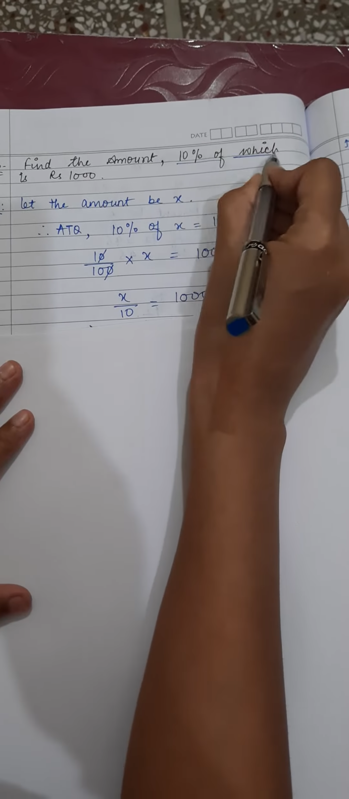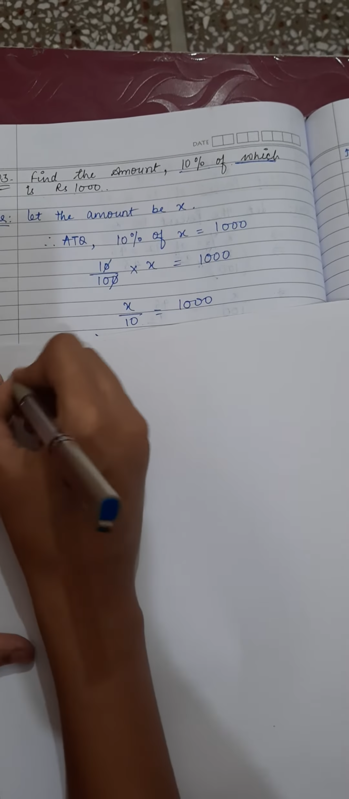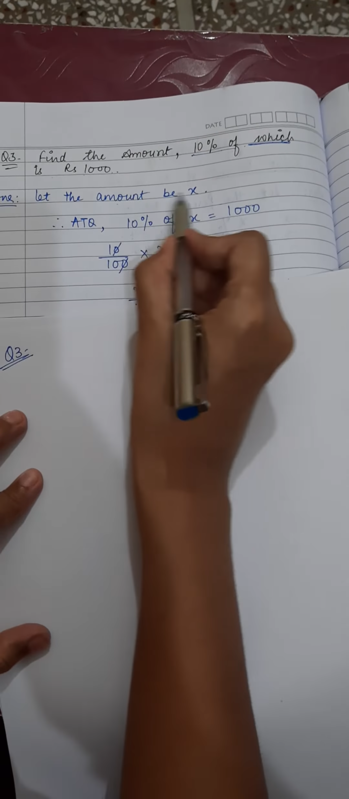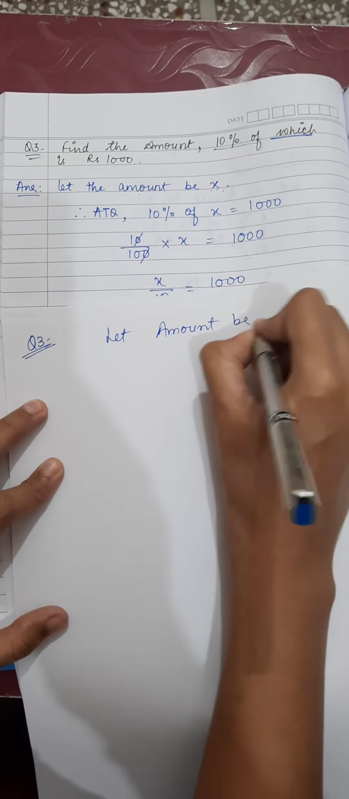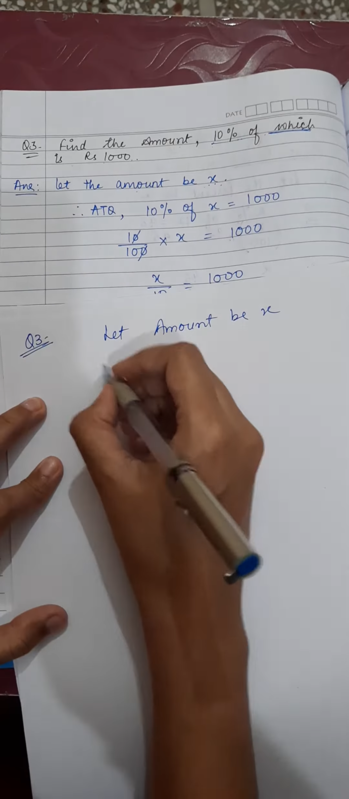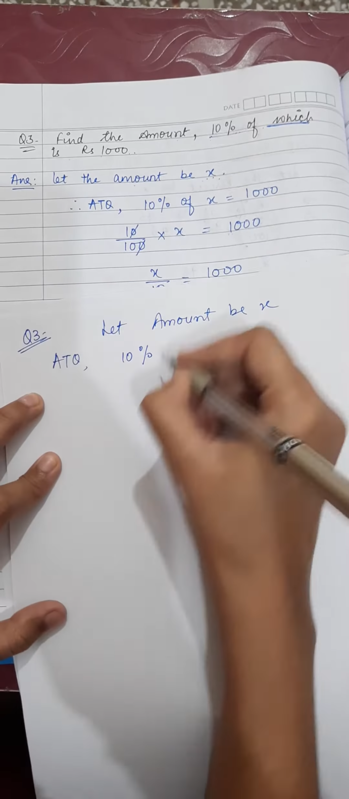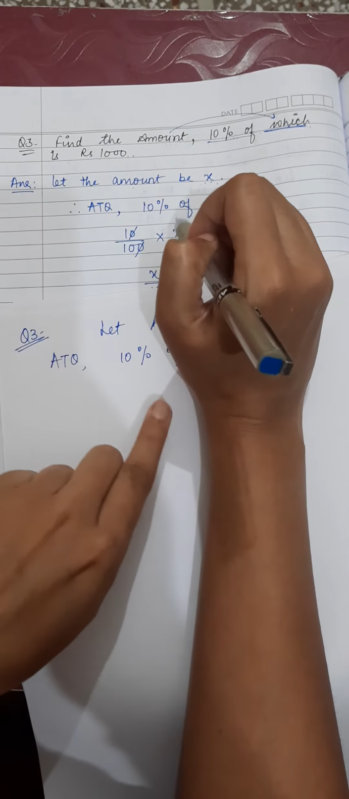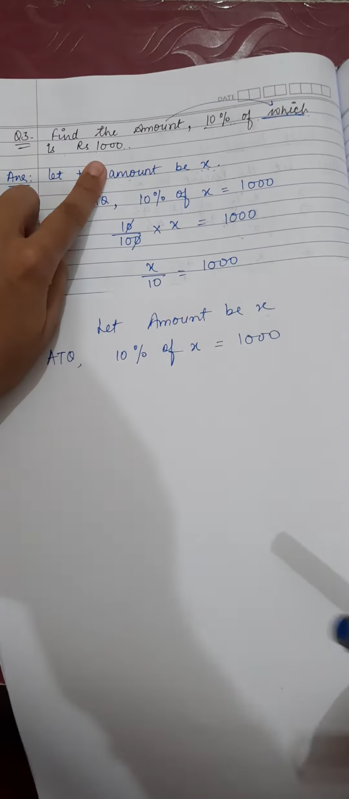You have to find the amount, 10% of which is rupees 1000. Now this is a very easy question. You have to find the amount and we don't know the amount, so I'm going to assume it as x. So let the amount be x. Now according to the question, let's make the equation. 10% of which, which means I am talking about the amount. So the amount is x, is how much? 1000. So I'm going to keep here 1000.